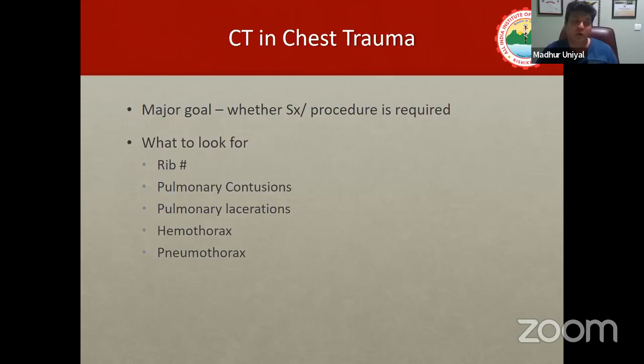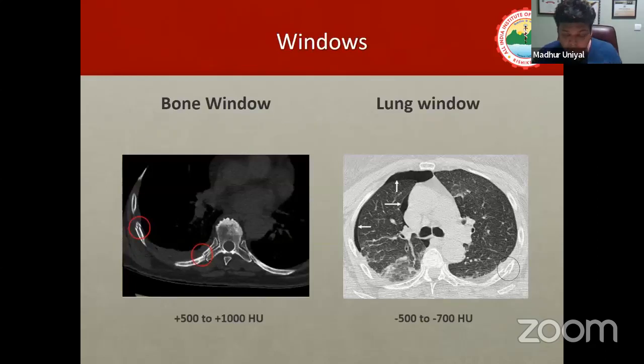So what do we look for in CT chest trauma? We look for rib fractures, pulmonary contusions, pulmonary lacerations, hemothorax, and pneumothorax. These are the most common things we look for. So now Shah sir has already explained beautifully about the windows, and as you all know, the windows basically just matter.